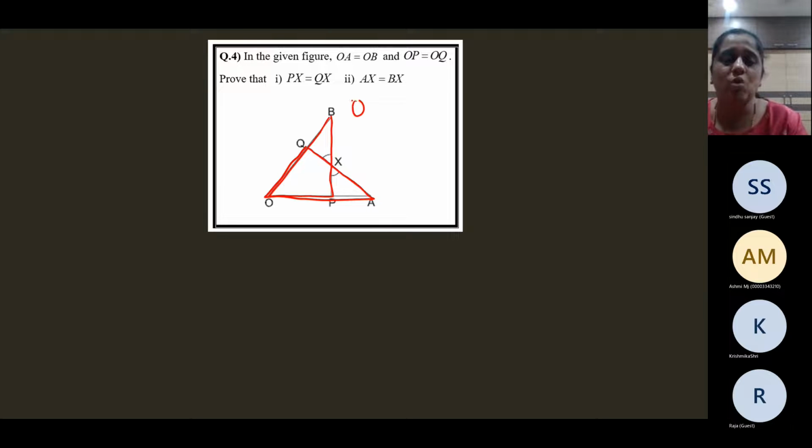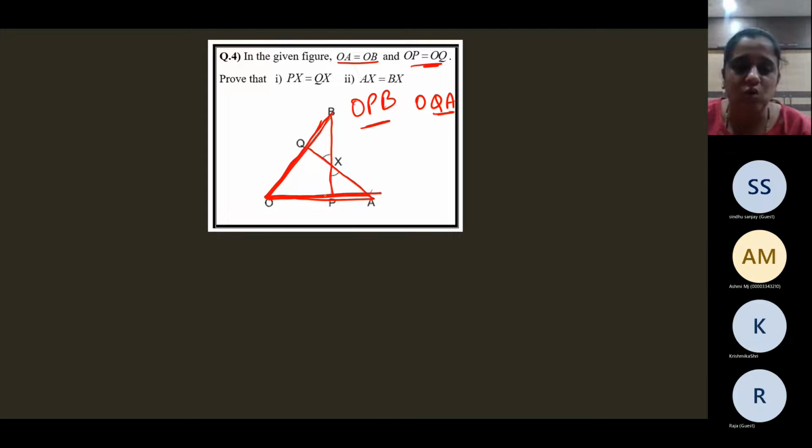They are OPB and OQA. These two triangles are congruent because we know two equalities. Here OA is equal to OB. OA of this triangle is equal to OB of this triangle. It's given. And OP is equal to OQ. OP of this triangle is equal to OQ of this triangle.